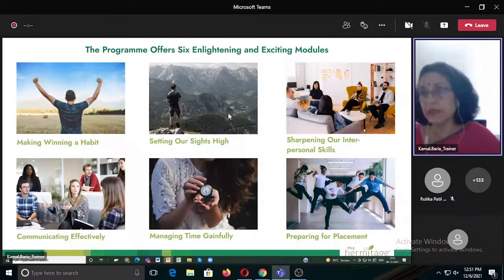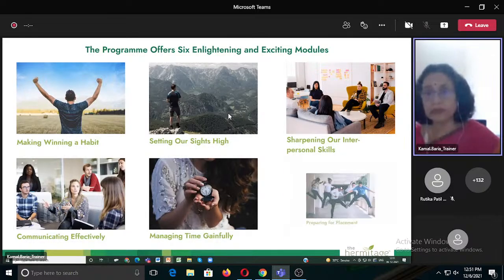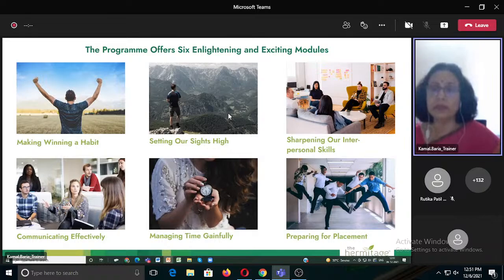Sharp interpersonal skills. You reach out to people. Remember, the world moves on personal equations. And then when you come to the last module, the preparing for placement module, besides giving you tips on how do you make your resume such that even before you have come face to face with your interviewer, the interviewer is already sold to you.